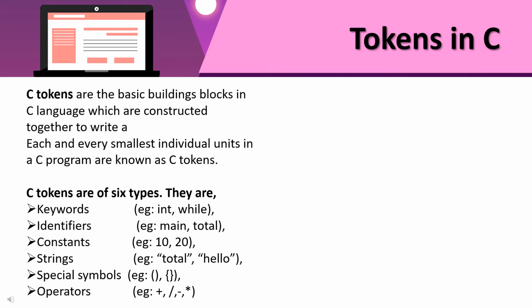C tokens are the basic building blocks in the C language, which are put together to write a C program. Tokens are the most important element used in creating a program. We can define a token as the smallest individual element in C. For example, we cannot create a sentence without using words. Similarly, we cannot create a program in C without using tokens. Now, the classification of tokens in C. Tokens in C can be divided into the following categories: keywords, identifiers, constants, strings, special symbols, and operators.